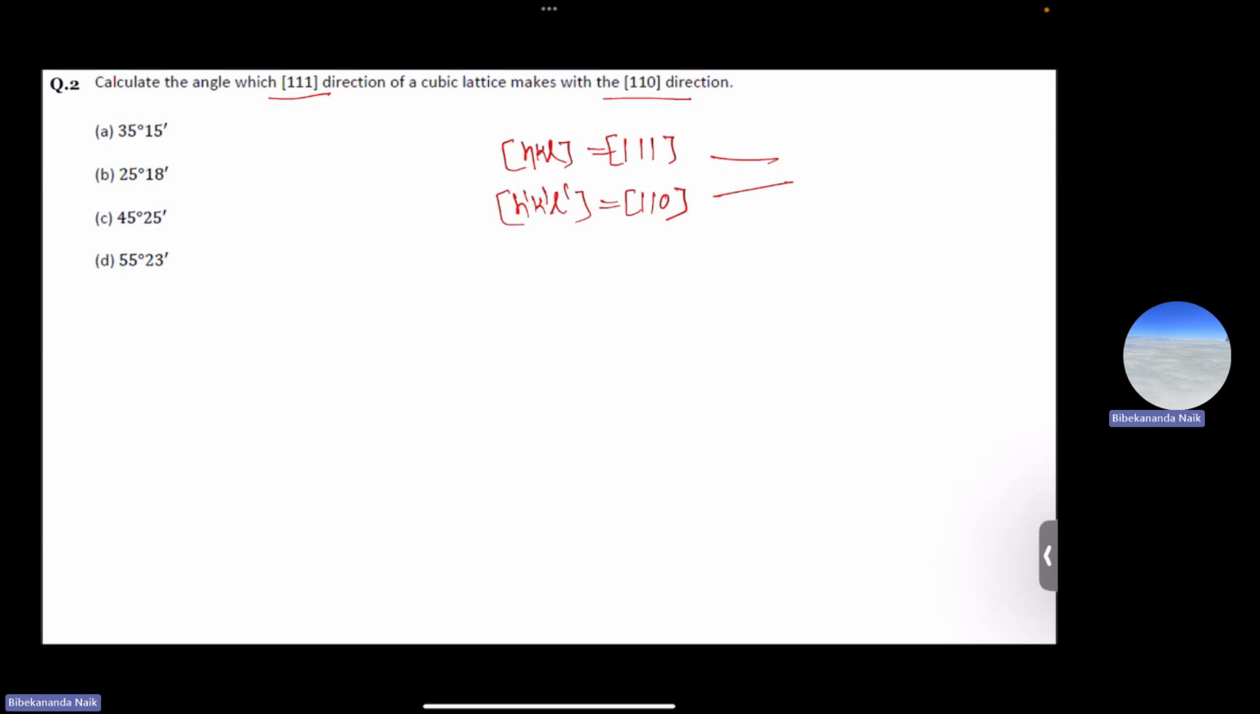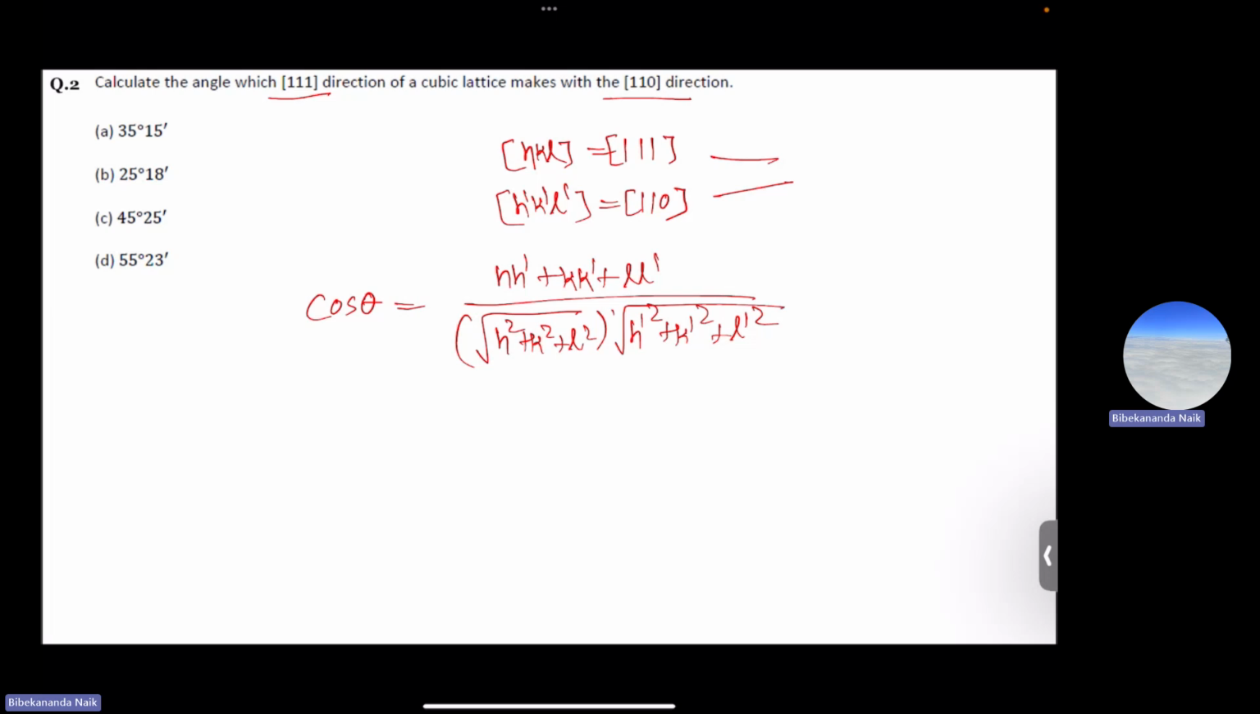If we solve this question, we know if theta is the angle between these two sets of planes, then the formula used to determine the angle between the two planes is cos theta equals h h prime plus k k prime plus l l prime divided by square root of h square plus k square plus l square, into square root of h prime square plus k prime square plus l prime square.